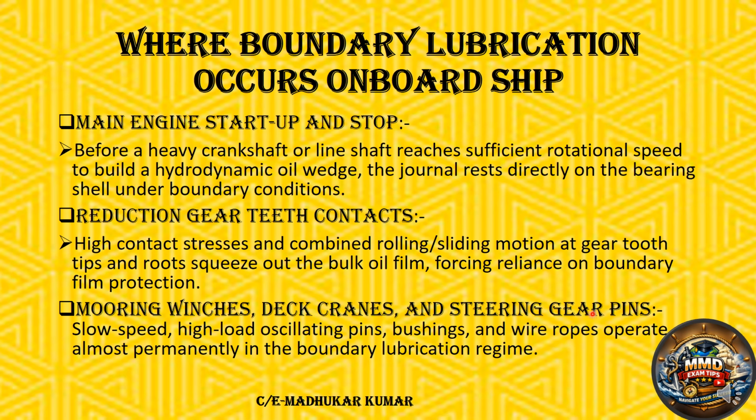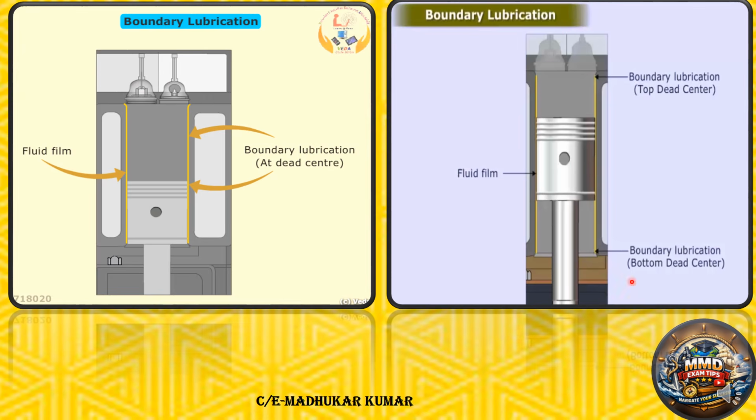Mooring winches, deck cranes, steering gear pins: all of these have oscillating movement, slow speed movement. So there you will see boundary lubrication. Wire ropes operate almost permanently in the boundary lubrication regime. So these are part of it.